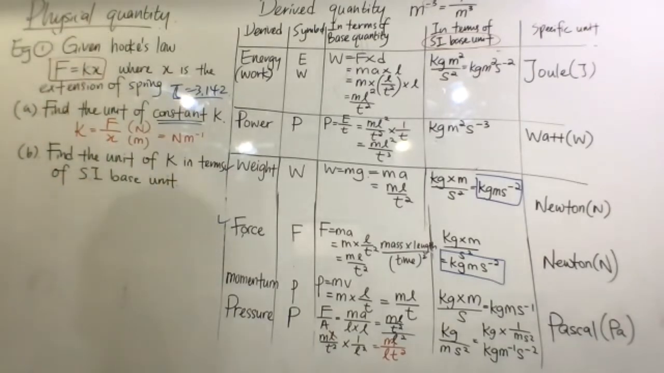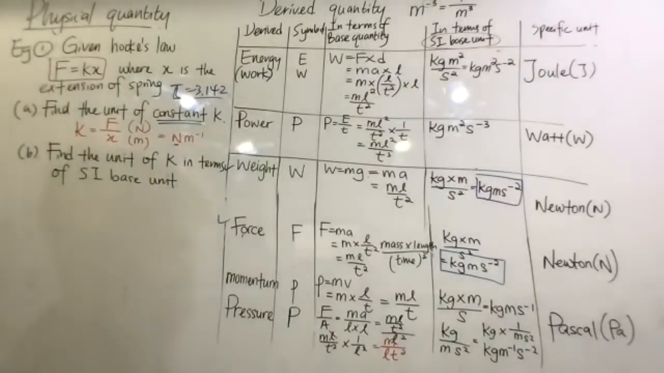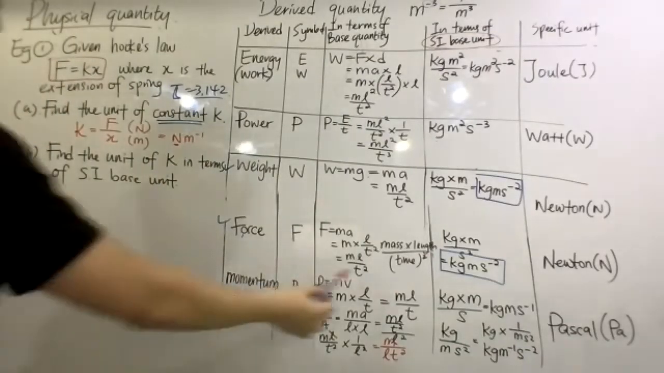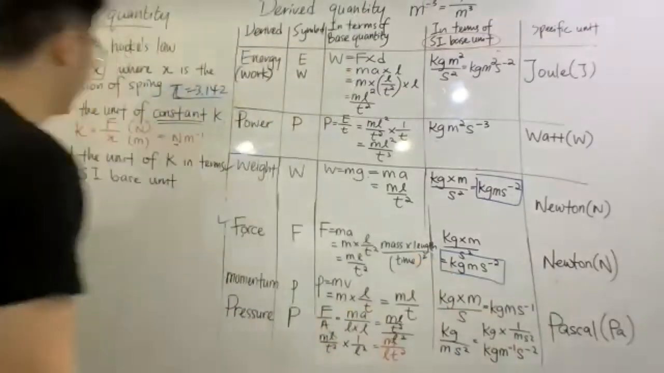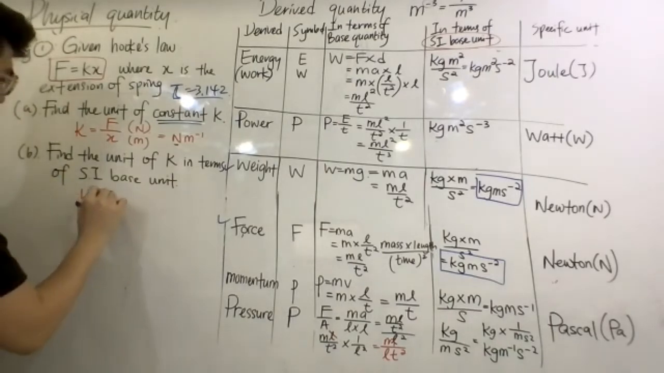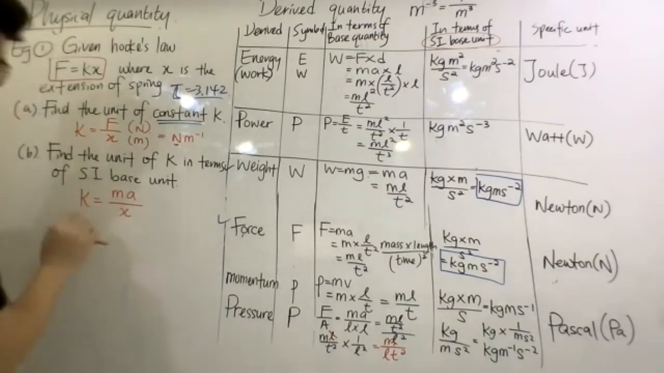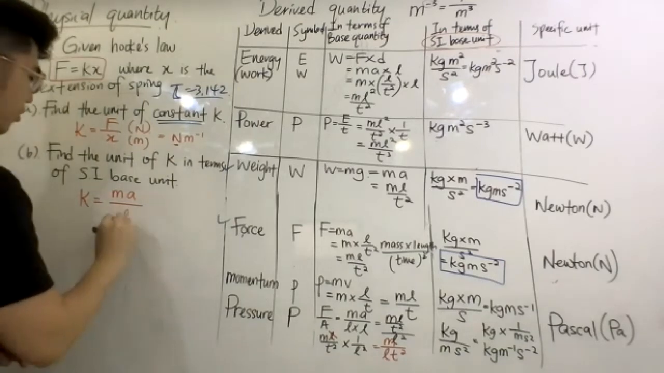What do you have to do? Is this a base unit? You have a Newton here. Newton is not a base unit. Newton is derived, so you have to change this one. If the question says find the unit of K in terms of SI base unit, then we will do K equals to F over X, which is MA over X. X is just length. I will change this to L.